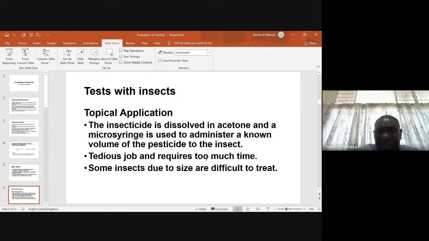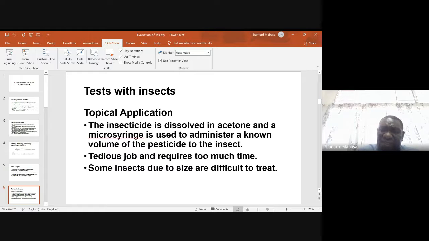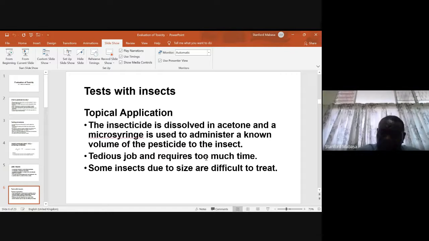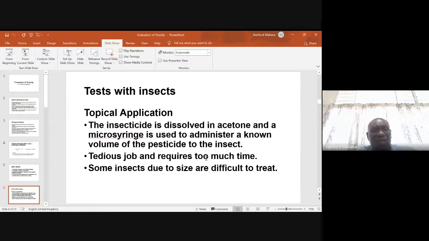Now, some insects, due to size, are difficult to treat because you will use a micro syringe to administer the pesticide which is dissolved in acetone. Then you observe what can happen to the insects and start taking data. So when you are using the micro syringe, you are topically applying the pesticide.